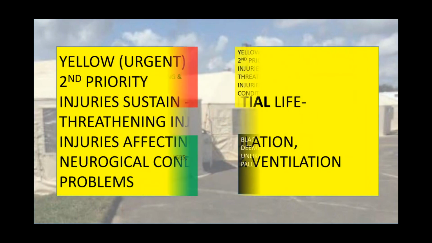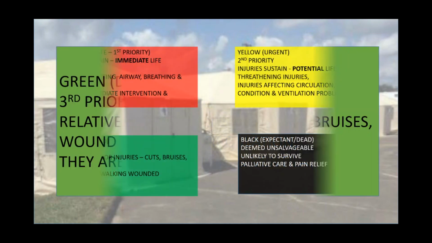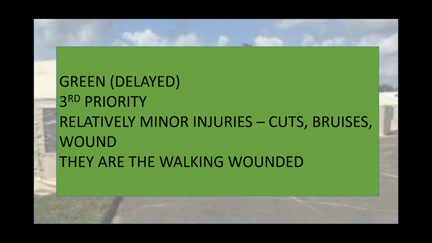Yellow is urgent or second priority. Injuries sustained by the victims are potentially life-threatening injuries. The injuries are affecting circulation, neurological, and ventilation problems. Green. Victims triaged under the green category are the third priority. They sustain relatively minor injuries such as cuts, bruises, and wounds. They are sometimes called the walking wounded.